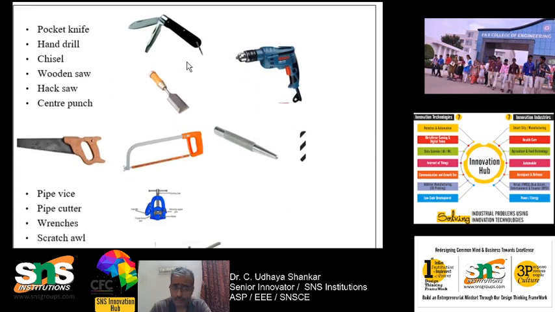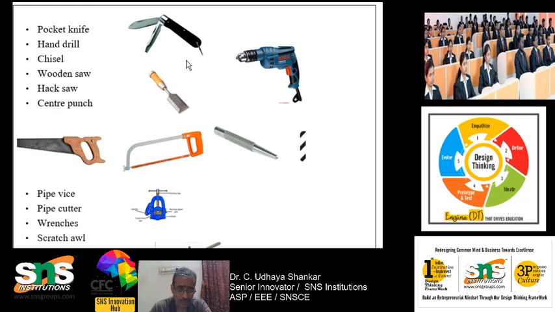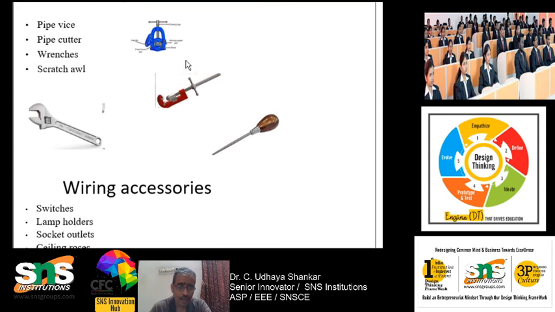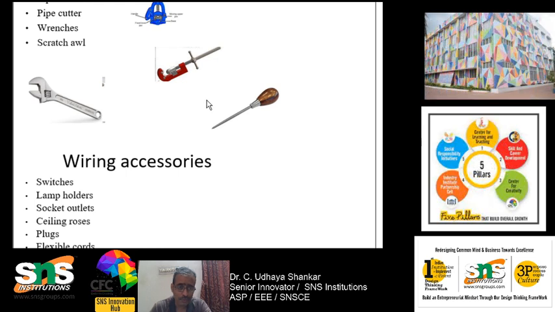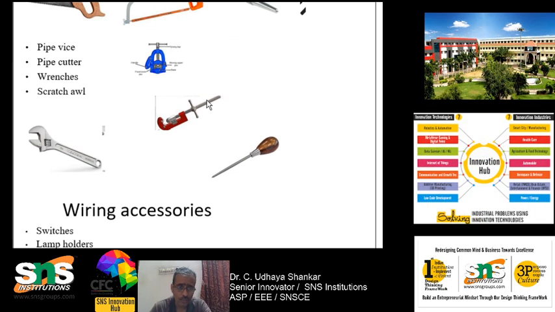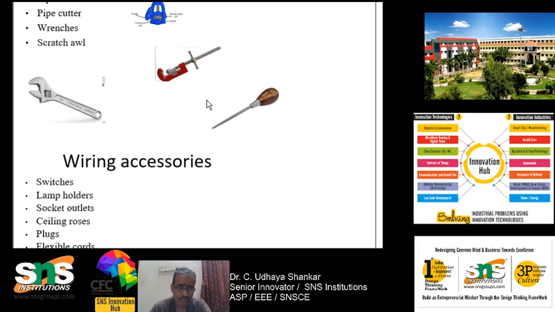And there are different types of knives and tools that are used. Pocket knife is there, hand drill is there, chisel is there, wood saw is there, hand saw is there, and center punch as well. Next one is vise. You know what a vise is? A vise is used to tighten or loosen bolts, and even to fix some parts. There are four types: pipe vise, pipe cutter, wrenches, and scratch awl. These are the different types.